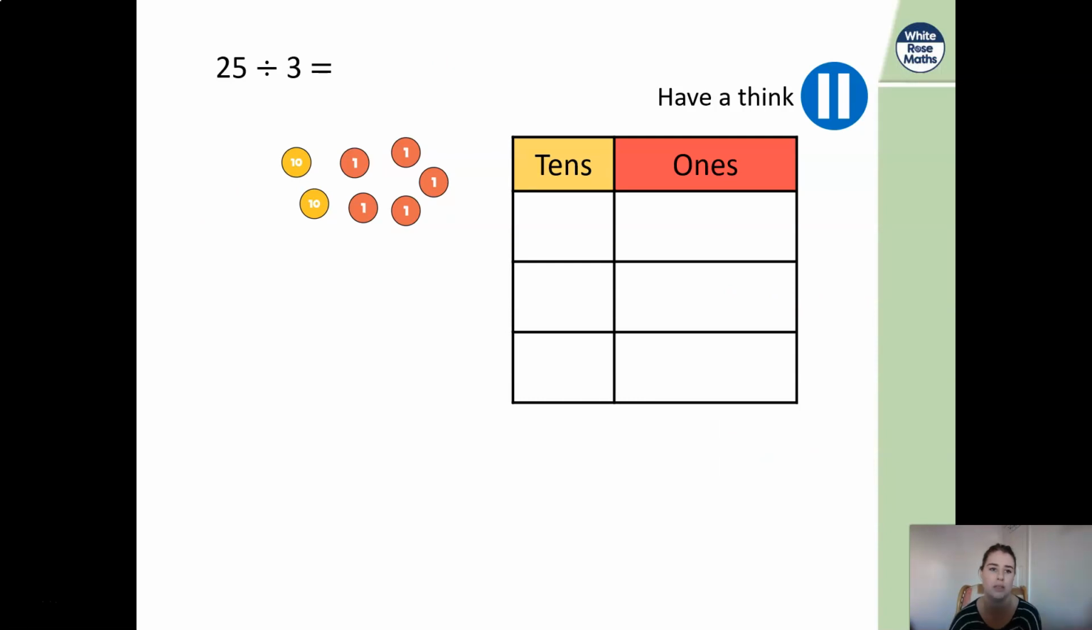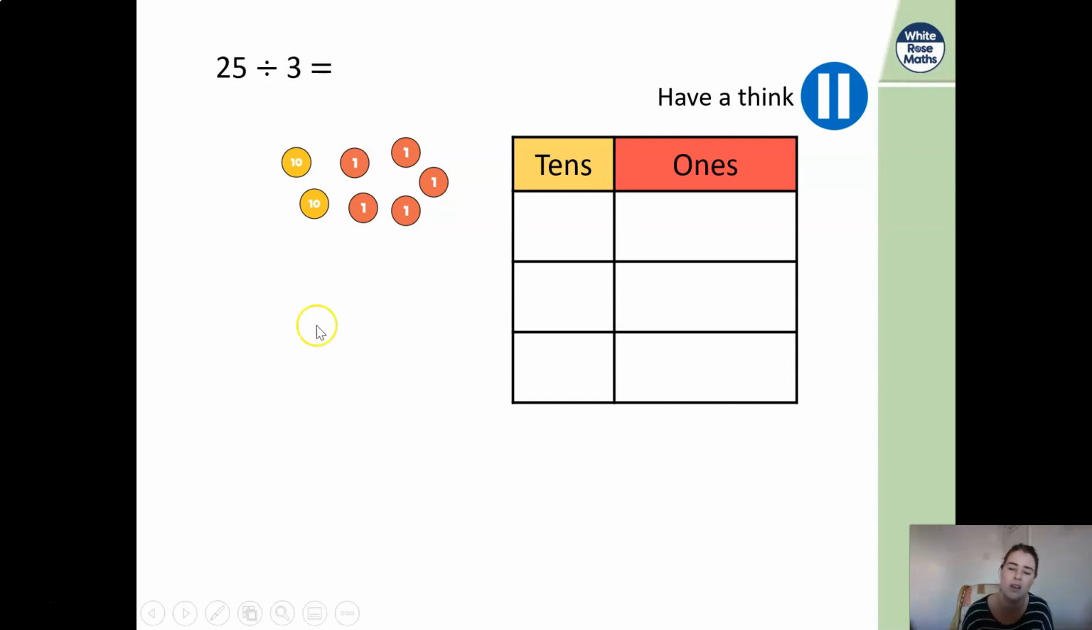Now, on that same concept, I'd like you to pause the video and have a go at this one. If the place value counters don't help you, you can do what I explained a second ago. You can count how many 3s are in 25. So count your 3 times tables until you get as close to 25 as possible. That's going to be your whole number. And then you need to work out how many you've got left. So pause the video and have a go.